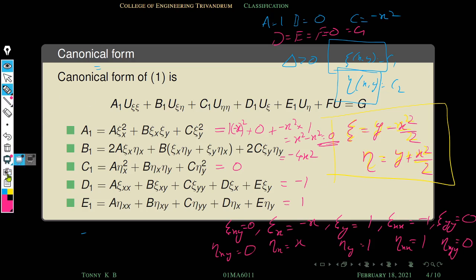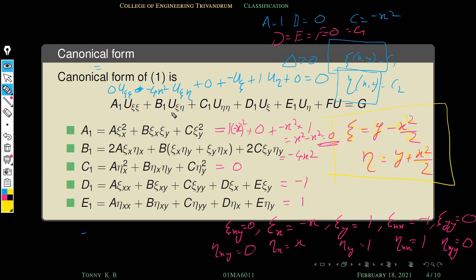So what is the canonical form? So the canonical form is a1. a1 is 0, that means 0 times u psi psi, so that term becomes 0. Plus what about b1? Minus 4x square, so minus 4x square into u psi eta. Okay, you just plug in these coefficients, that's all. So c1 is 0, so that term is 0, plus d1 is minus 1, so minus u psi, and e1 is 1, so plus 1 into u eta, plus f u. F is already 0, so that term is 0, and g is also 0, so that is equal to 0.